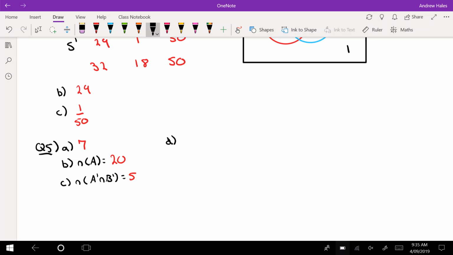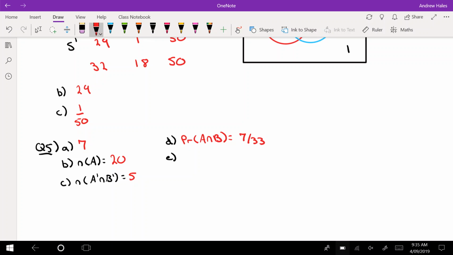Okay, so D, what's the probability of the intersection? Well, first we need to count up what's our total number. 13 plus 7 is 20. 20 plus 8 is 28, and then plus 5 is 33. So you know your probability is going to be out of 33. Inside the intersection is 7, so the probability of A intersection B is equal to 7 out of 33. The number of favourable outcomes over the total number of outcomes.